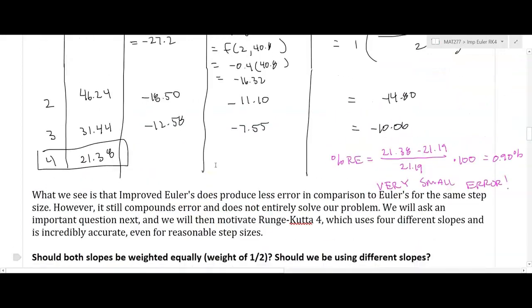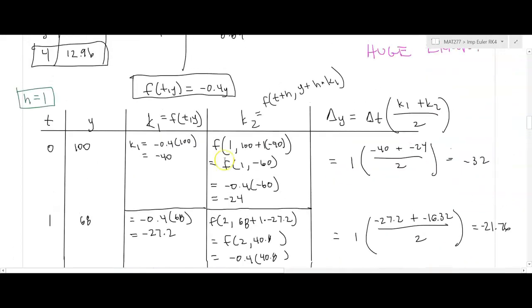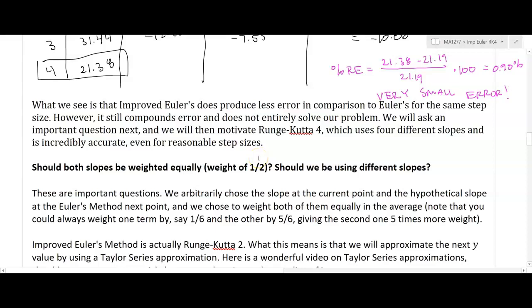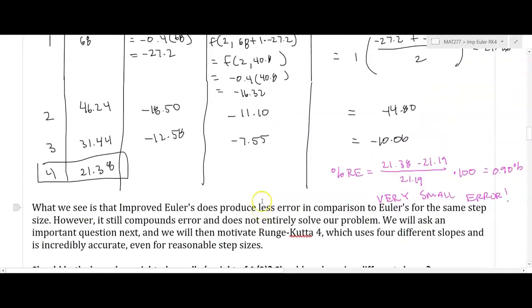So if this one's not that much better than Euler's in general, and it requires that much more computation, why are we doing it? Well, we're going to get at that question now. So should both slopes be weighted equally? Should they both be weighted out of 1/2?